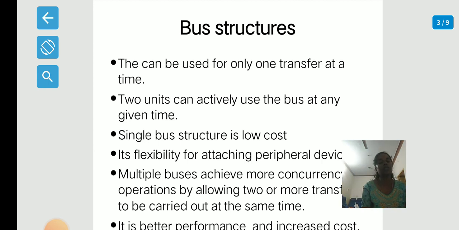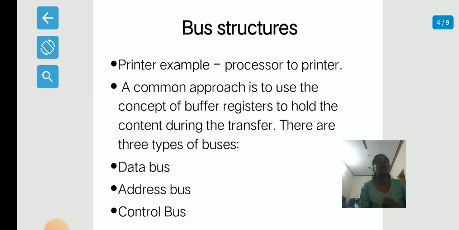The multiple buses have two configurations. One is the system bus, and the second is the expansion bus. The bus structure commonly uses the concept of buffering registers to hold the content during the transfer. There are three types of buses: data bus, address bus, and control bus.